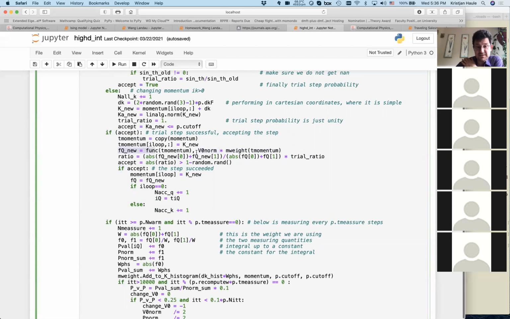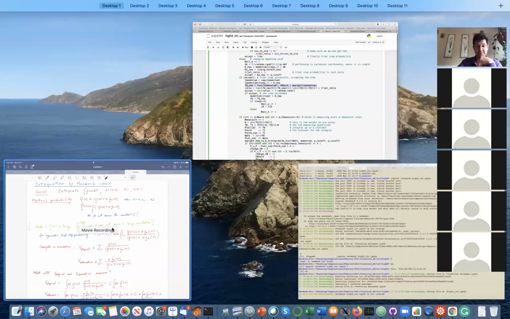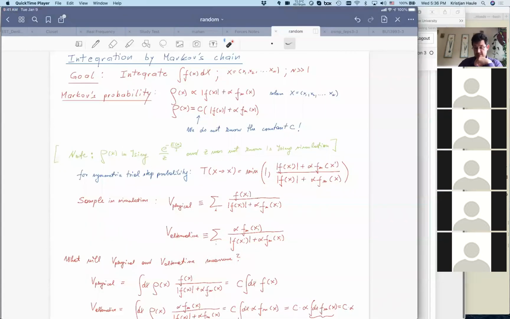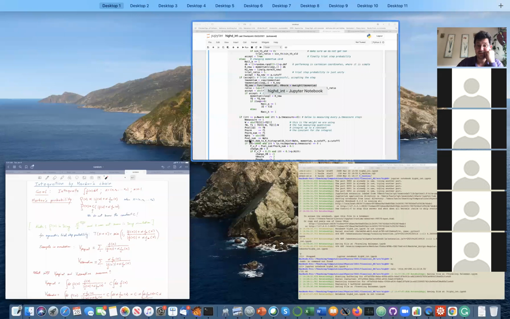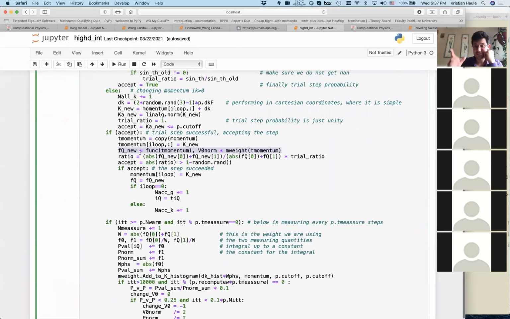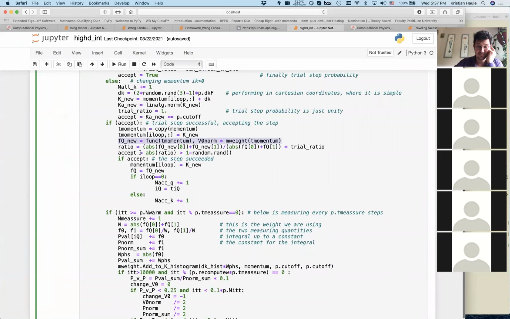So this value of the function has 2 components, as I said in this derivation. These 2: it's f of x, and the second component, alpha fn. So the function itself has 2 components every time we do something.